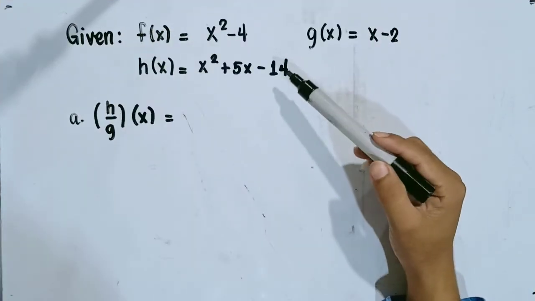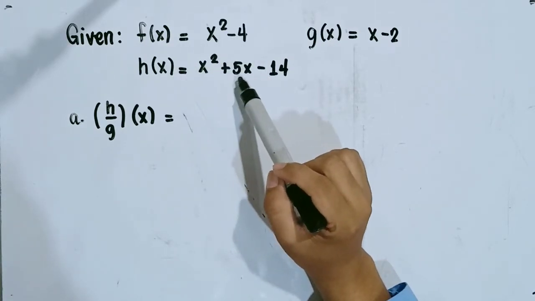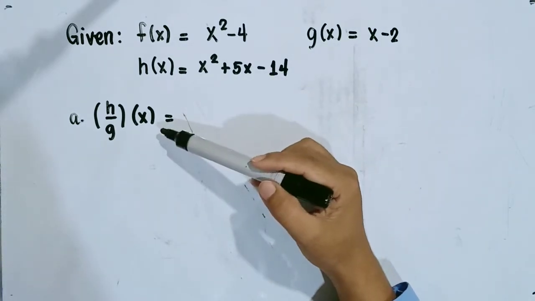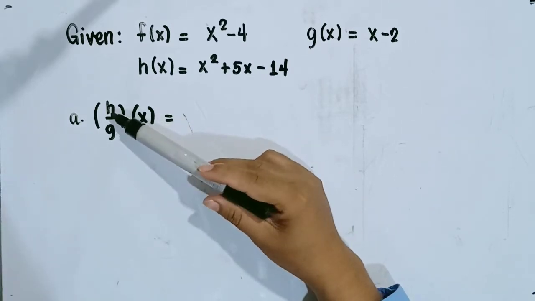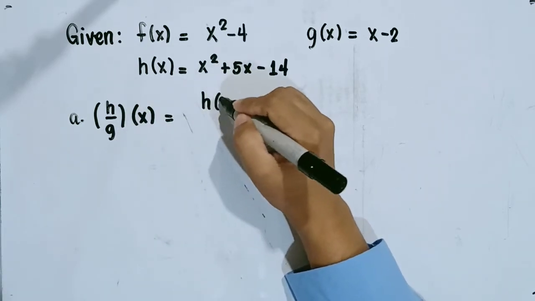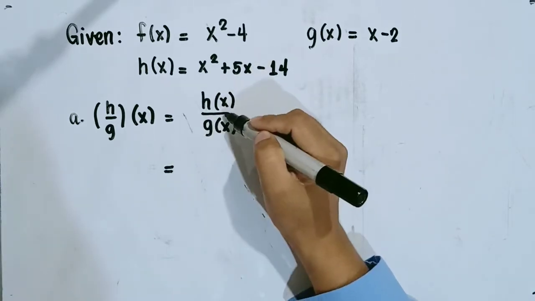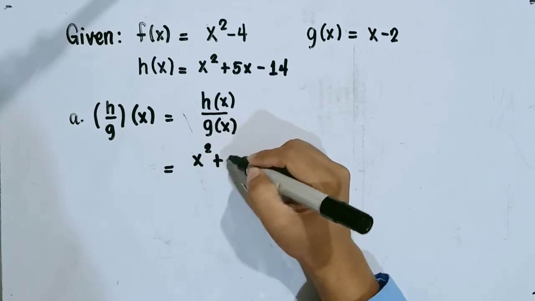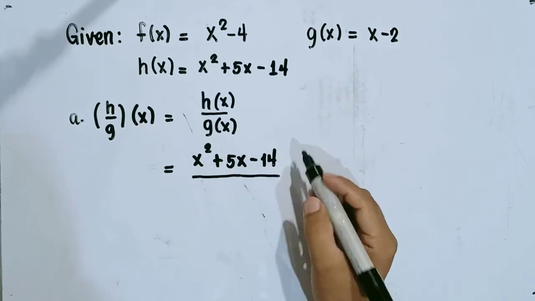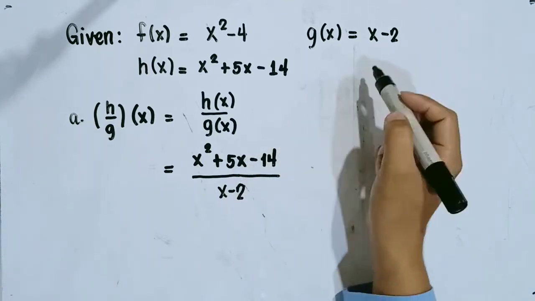Next example, we have given function f of x is equal to x squared minus 4, h of x is equal to x squared plus 5x minus 14, and g of x is equal to x minus 2. So first question, find h over g of x. So if we expand it, we have h of x over g of x. So we will substitute h of x, we have x squared plus 5x minus 14. Next is g of x, which is x minus 2. So we already substituted the given functions here.